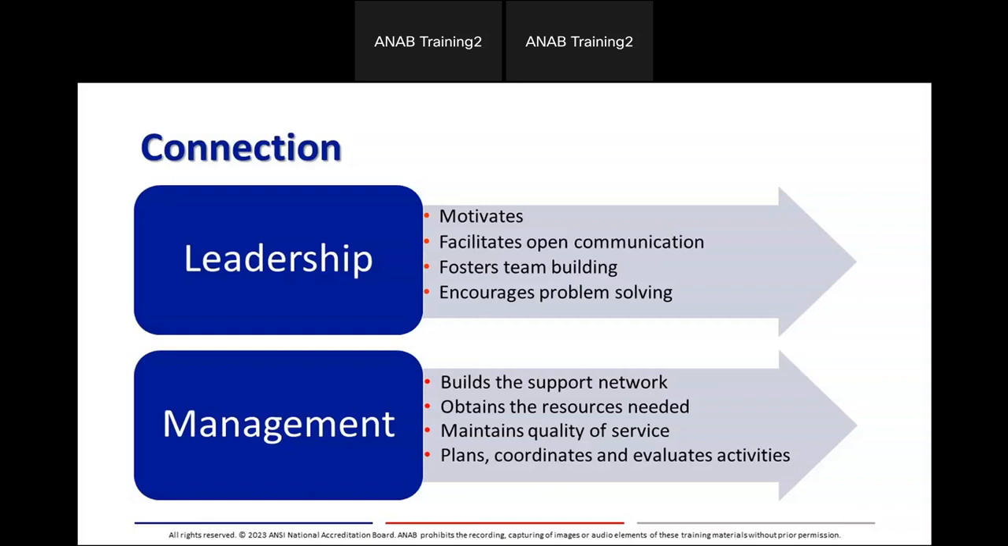Management or managers, on the other hand, are also very instrumental in building connection and the ethos, logos, and pathos of the organization. Management builds that support network. They help to obtain the resources that are needed to perform the work. And overall, management helps to plan, coordinate, and evaluate all the activities that occur within that management system to maintain the quality of service that's provided.